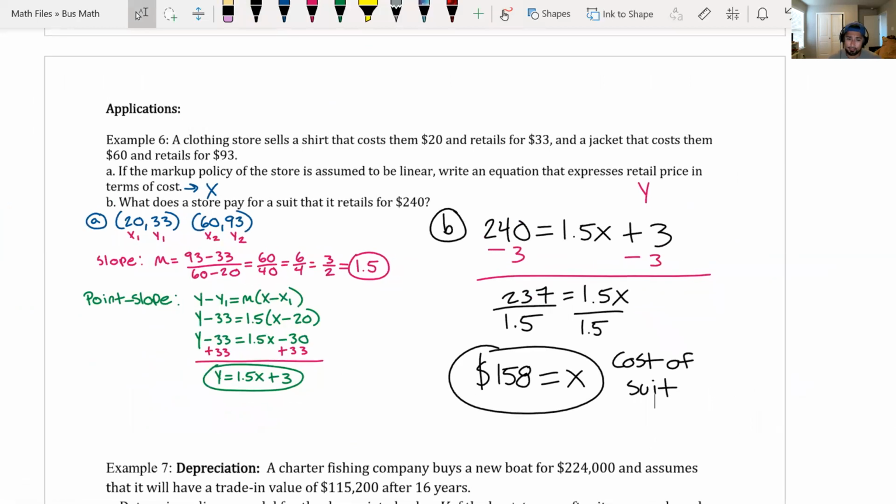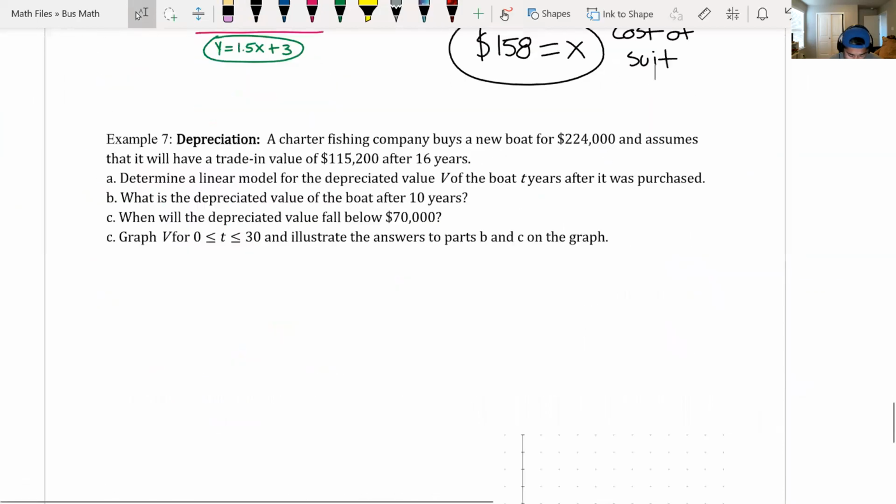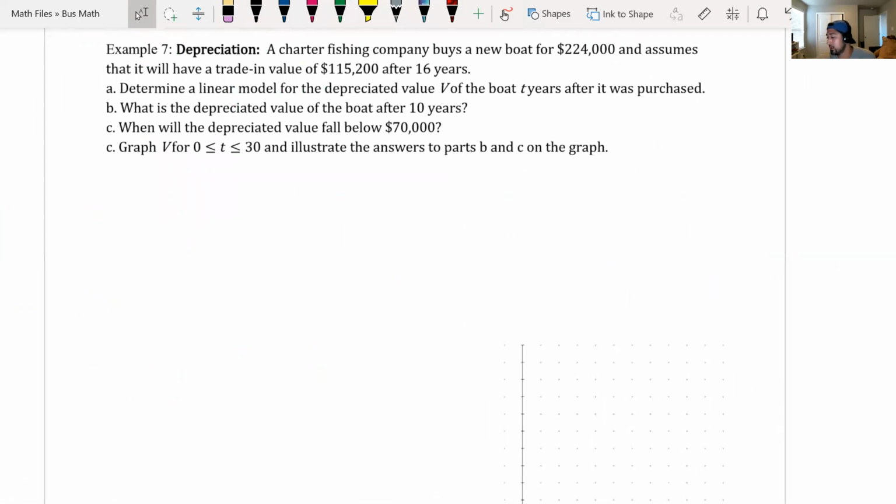All right, that was fun, right? Sure. Now, on to the last one. The long one. Oh boy, buckle in. All right, depreciation. A charter fishing company buys a new boat for $224,000 and assumes that it will have a trade-in value of $115,200 after 16 years. Determine a linear model. Find the linear equation for the depreciated value, V, of the boat T years after it was purchased.